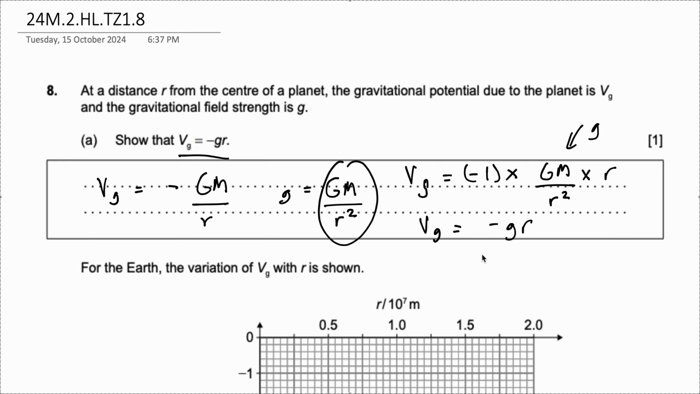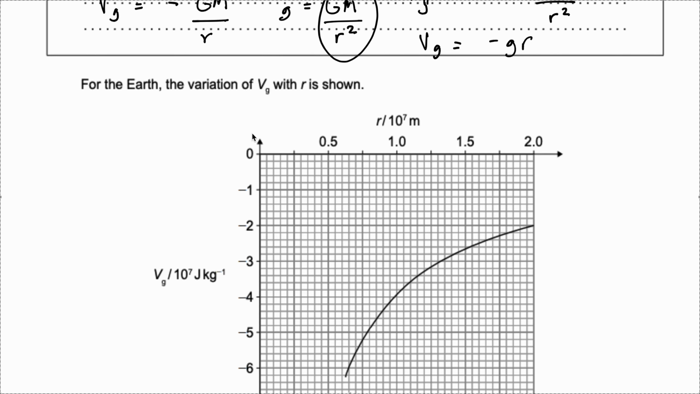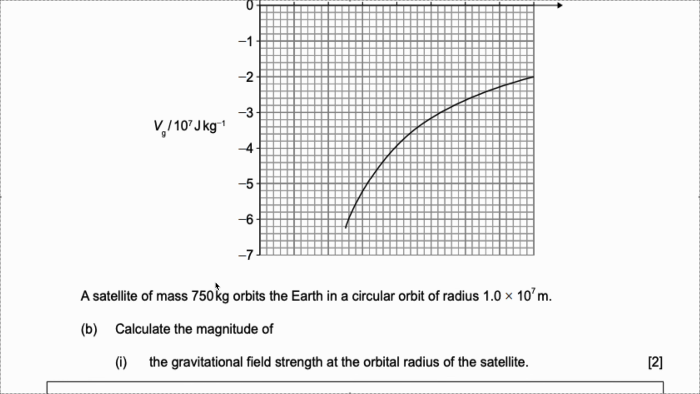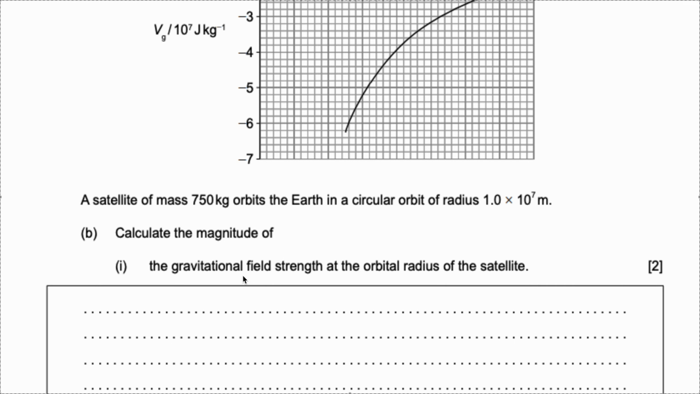Okay, next question. For Earth, the variation of Vg with r is shown. So here they've given us a graph, and if they give you a graph, most likely you have to actually use it. A satellite of mass 750 kg orbits the Earth in a circular orbit of radius 10 to the power of 7 meters. Calculate the magnitude of the gravitational field strength at the orbital radius of this satellite.